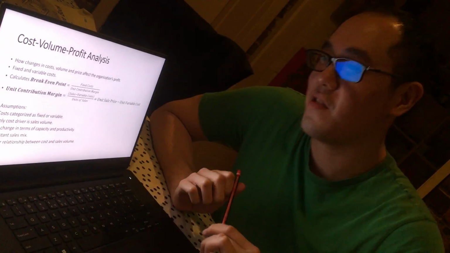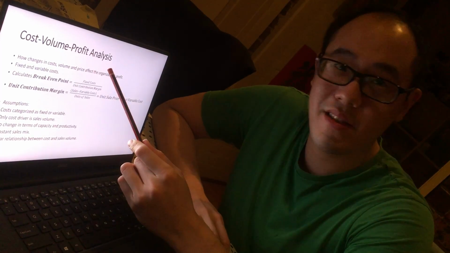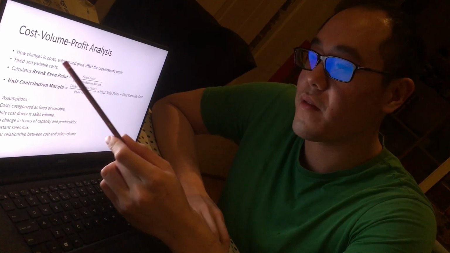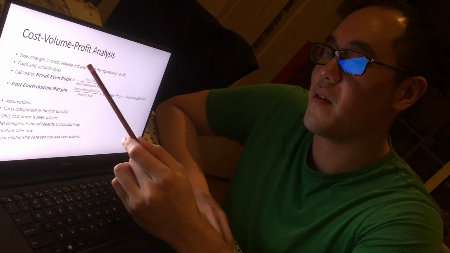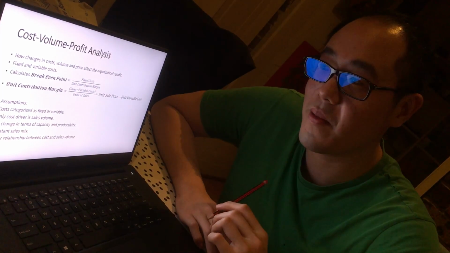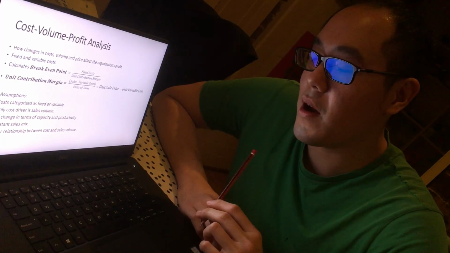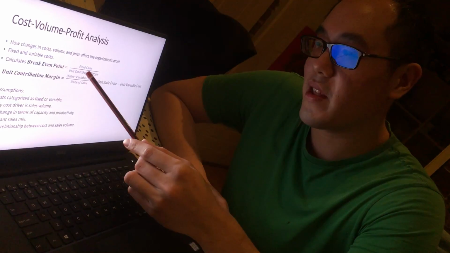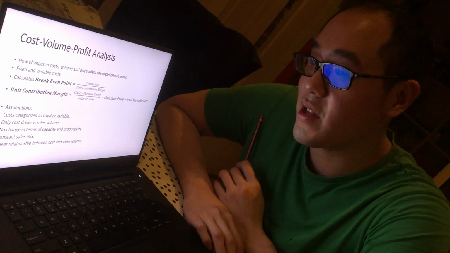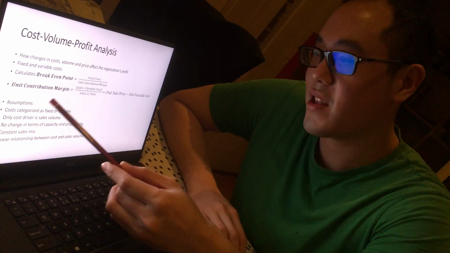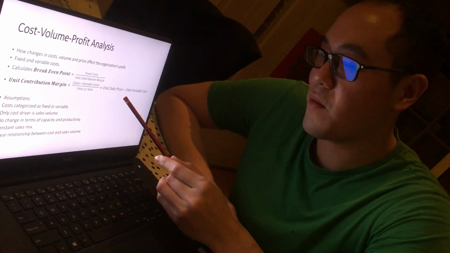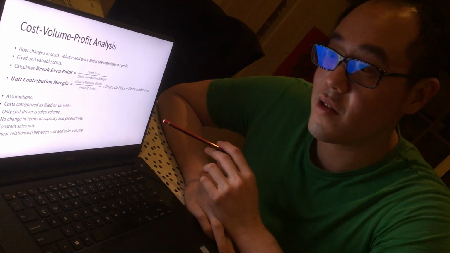First of all, I'll introduce what a cost, volume, profit analysis is. This analysis deals with cost, volume, and how cost, volume, and price affect the organization's profit. Cost can be split into fixed and variable cost. We calculate the break-even point by dividing fixed cost by the unit contribution margin. The unit contribution margin can be derived from the unit sale price minus the unit variable cost.